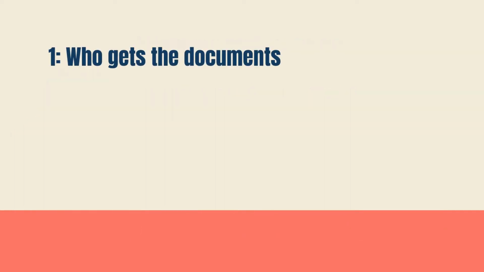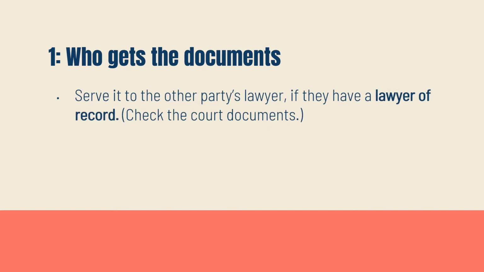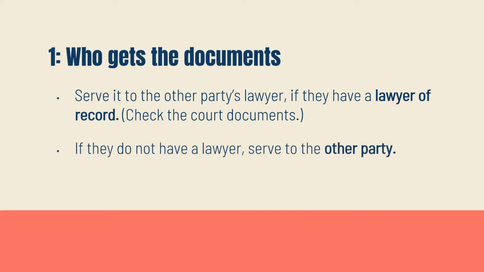The first step in serving documents is to find out who the documents should go to. You will need to know if the other party in this case has a lawyer of record. This means the lawyer's name is on the current court documents, or the lawyer has told the court they are on the record. If you are starting a case, or there is no lawyer of record yet, you need to arrange to serve the documents to the other party directly.